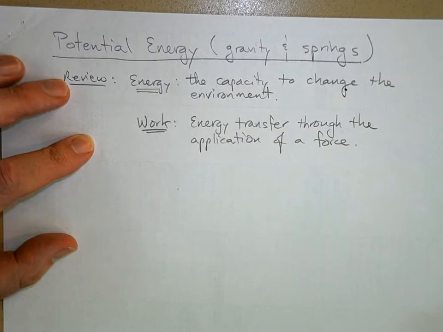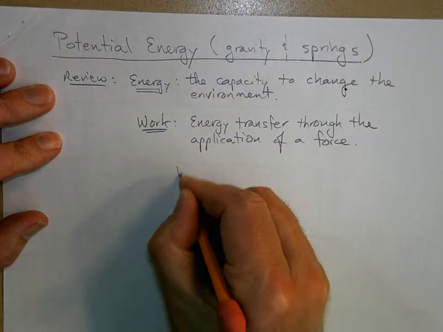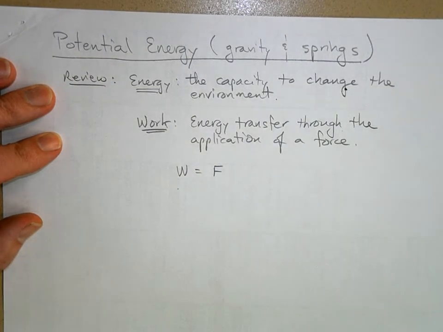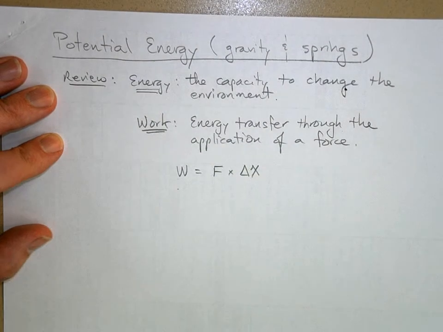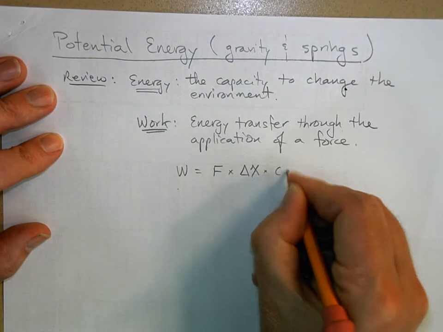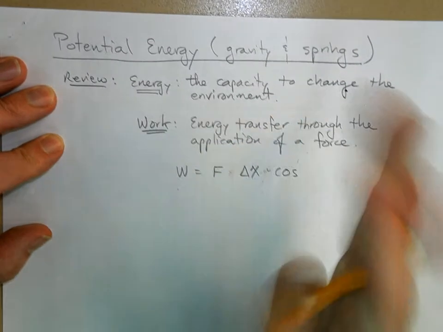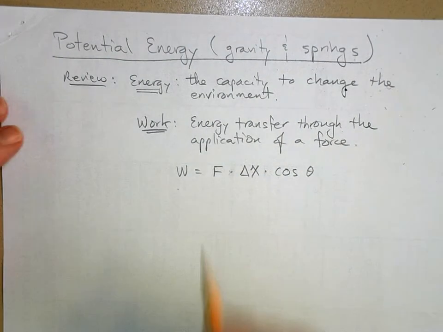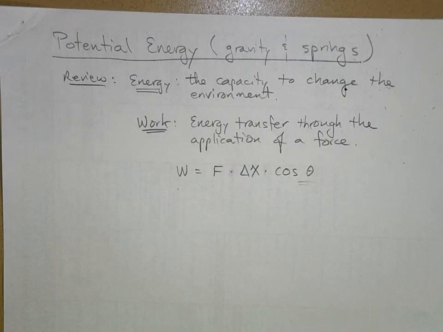So if we apply a force to an object, I can do work on it. And by doing work, I'm transferring energy. And we said that that work is equal to the amount of force times the amount of displacement times the cosine of the angle between the force and displacement vectors. This is going to be really important here in a second.